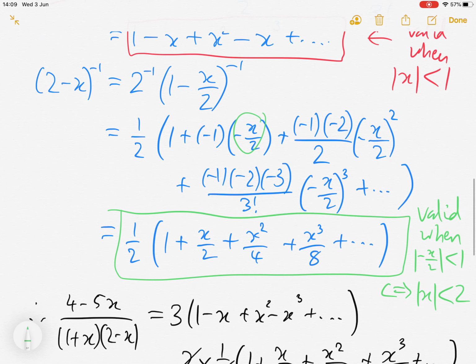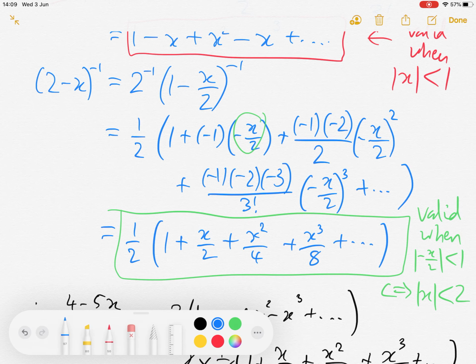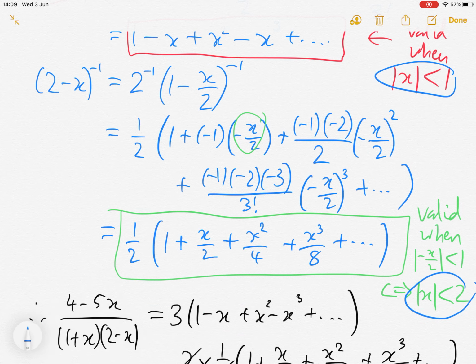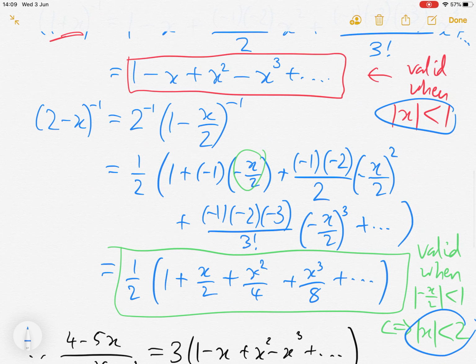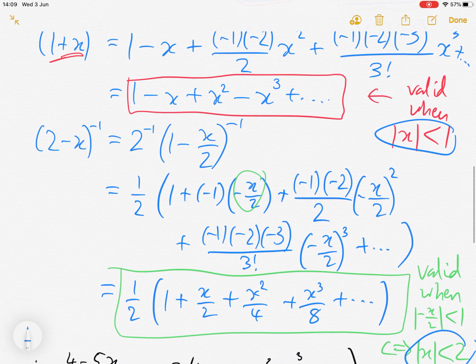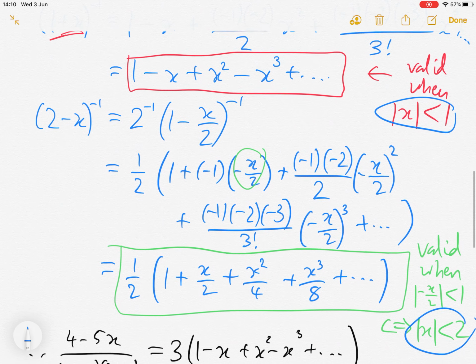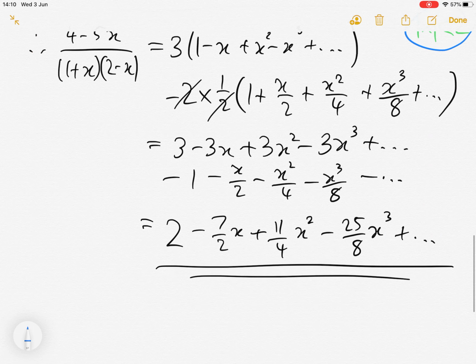So we need both of these two conditions to hold. We need both this and this. Well, that only happens when the modulus of x is less than 1. Because if the modulus of x was, say, 1.5, this first red box wouldn't be valid. This expansion would not be valid if x is anything larger than 1. So in order for everything to be valid, we need the modulus of x to be less than 1.